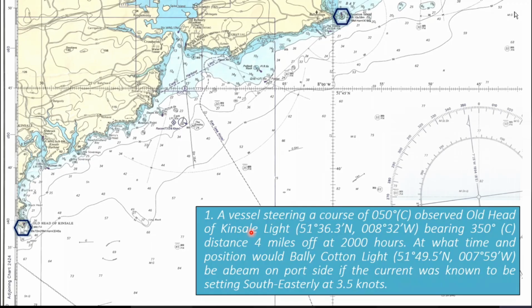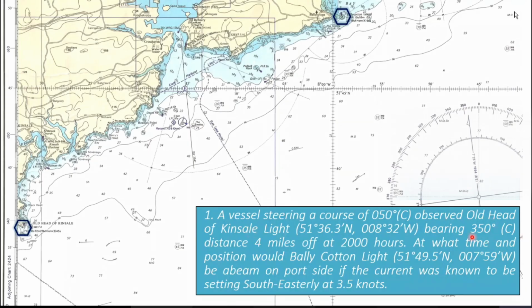We combine these two. By combine, I mean if deviation and variation are of the same sign, they are added up and the sign is retained. And if deviation and variation are of the opposite signs, then we do bigger minus smaller and we retain the name of the bigger one. That gives us the compass error.